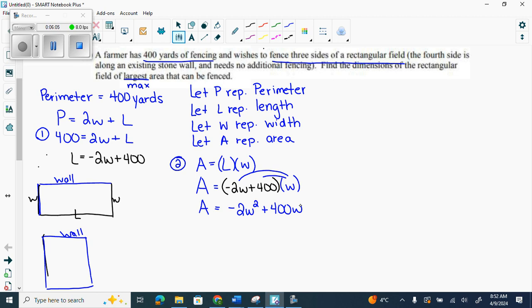First derivative. So if I've got area, cool. If I want max area, I have to find the first derivative. So I write max A, maximum A, or I can just go A prime. And I get negative 4W plus 400. And then to get where that's going to be at, what do I have to do? Find the critical number, set A prime equal to 0.